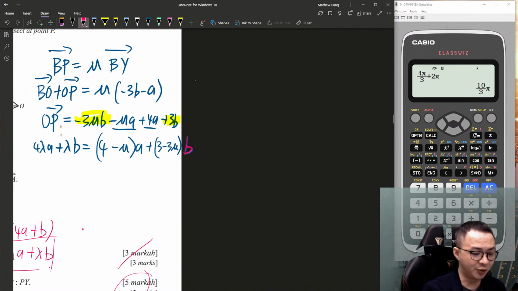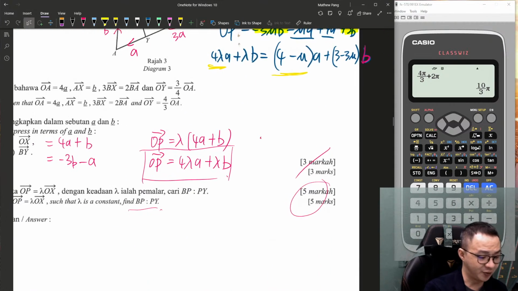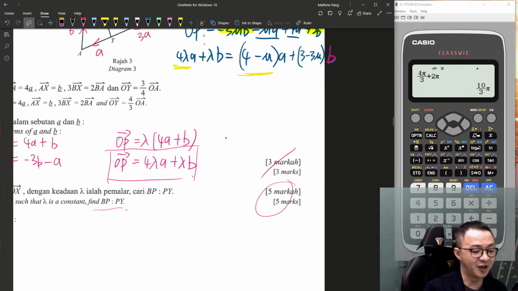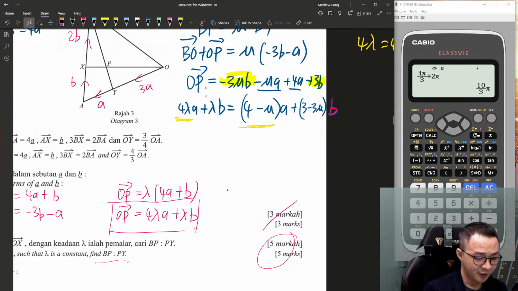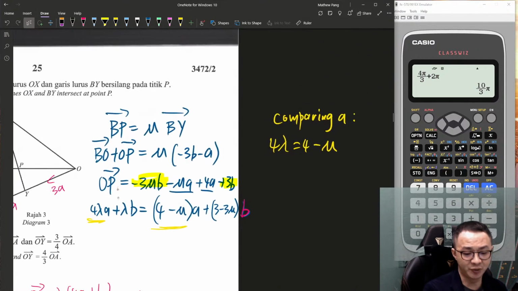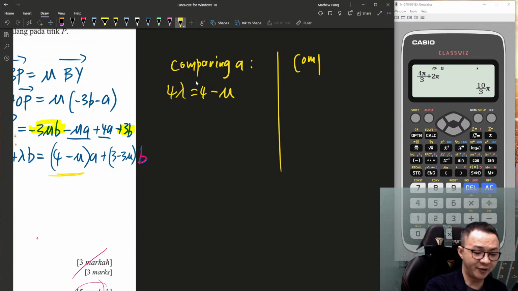Okay, then what I want to do now is compare the A and compare the B. I don't like this color as well. So I'm comparing A. Comparing A means the value in front of the A here, isn't it? 4 lambda equals 4 minus mu. Since my objective is to find the ratio, not find the lambda, I want to find mu. Alright, my objective is to find the mu.